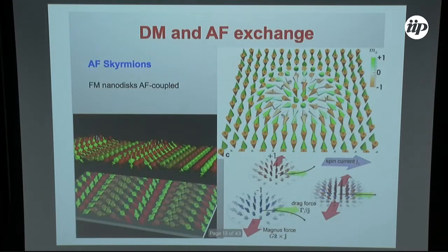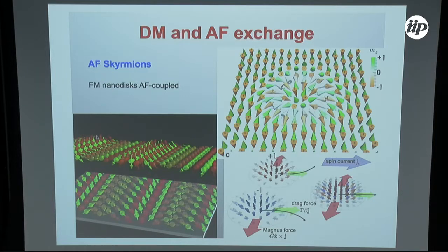Okay, so what happens if you had an antiferromagnetic exchange? So in that case, well, there are some experiments where they can take two ferromagnetic nanodisks, couple them antiferromagnetic, and create these entities. My thing is that if you have a Néel antiferromagnet and you put on top of it a skyrmion, it will look like this. Okay, so essentially it's the ferromagnetic skyrmion, but with an antiferromagnetic modulation on top of it.